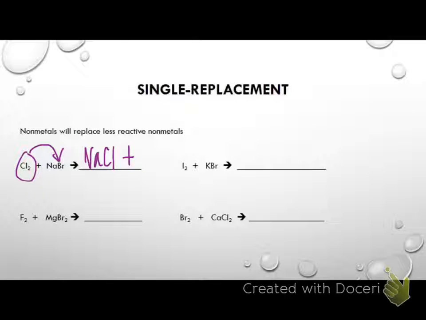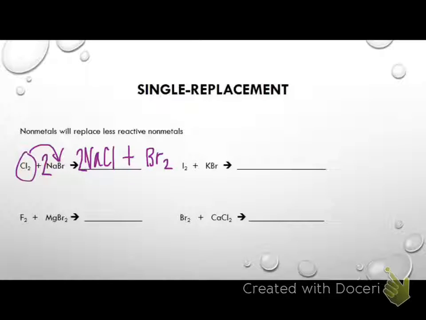Bromine is one of our diatomics, so we have to write it as Br2. And now I need to balance, and I see that I have 2 chlorines on one side and only 1, so I put a 2 right there. And now I have 2 bromines on the product side and only 1, so I need to put a 2 there. So now it's balanced.